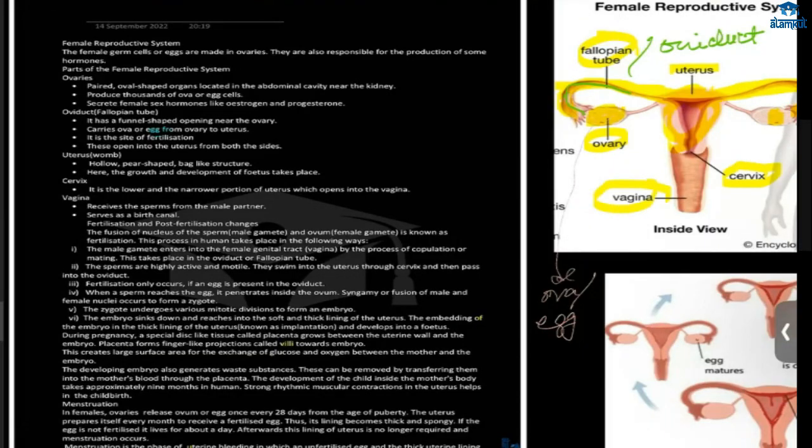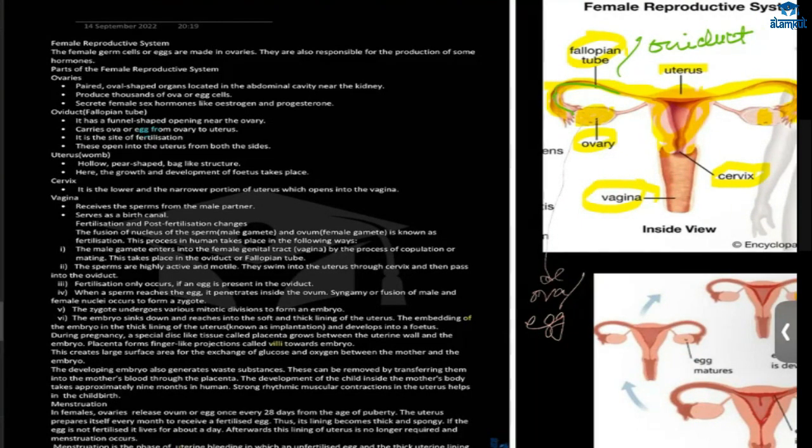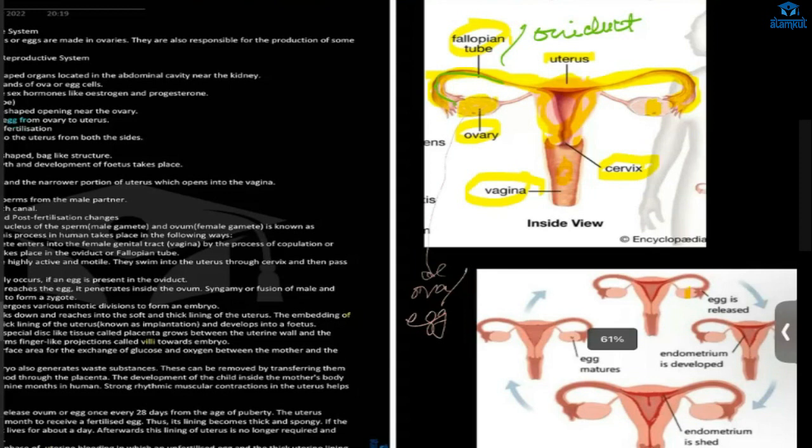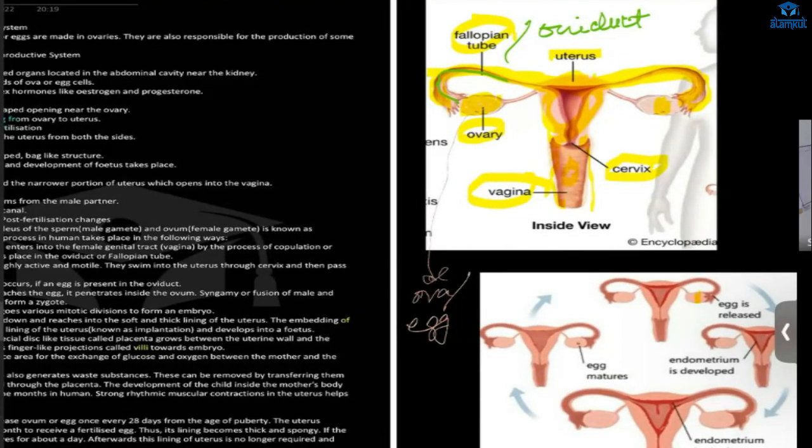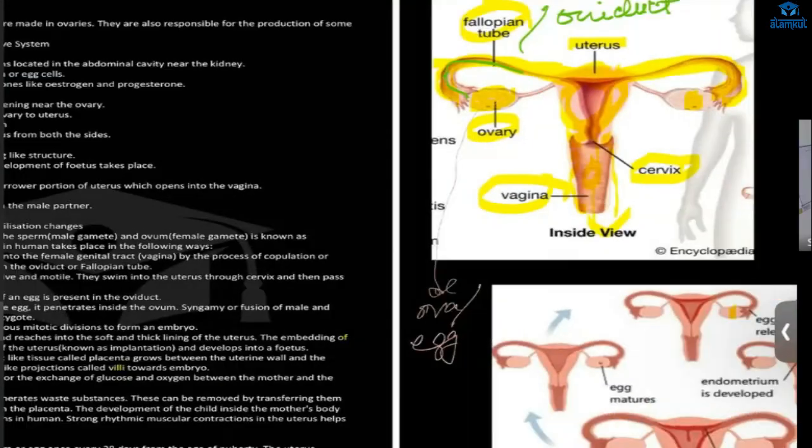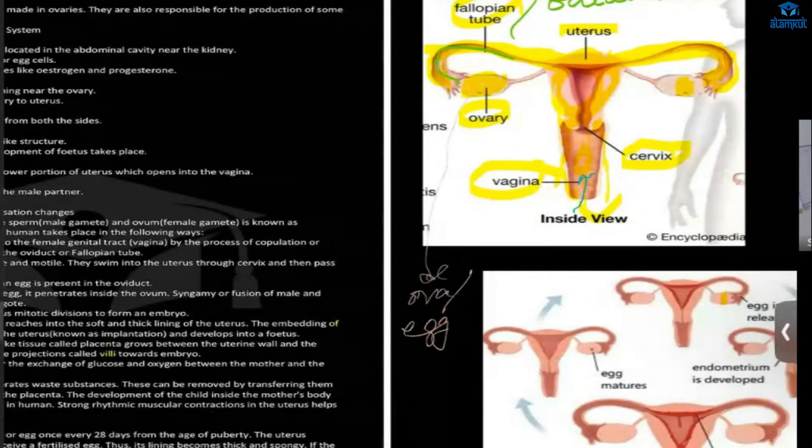This cervix is the lower part of the uterus, which opens into the vagina. And the vagina is the birth canal. Through here the baby comes out after pregnancy. The sperms will come in through the vagina, pass through the uterus, and go to the fallopian tube.